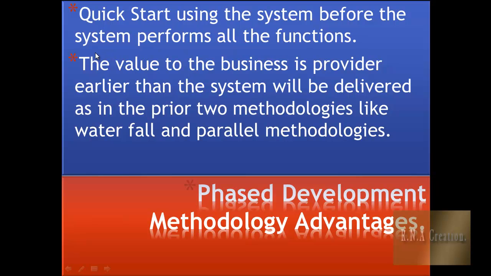The system actually develops much better, because you know what you want and where the system is going. The value to the business is provided earlier than the system would be delivered in the prior two methodologies, the waterfall and the parallel method. What's happening is that because the system is getting created part by part, the value to the business comes much earlier. It means the organization can start using the system much earlier, rather than waiting till the completion of the whole project and then the system is delivered.